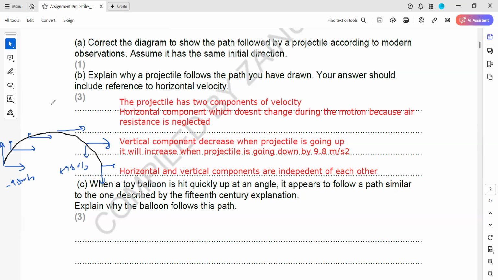The horizontal and vertical components are independent of each other, which means the value of the horizontal component does not affect the value of the vertical component. They are independent of each other. So this is always the case whenever we talk about projectile motion. Is this clear? Any doubt till this point?